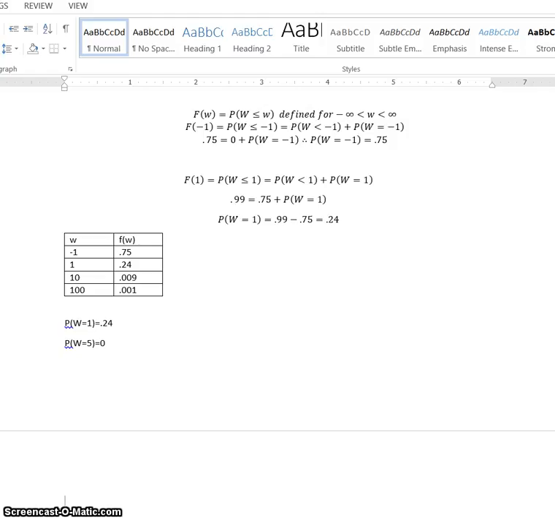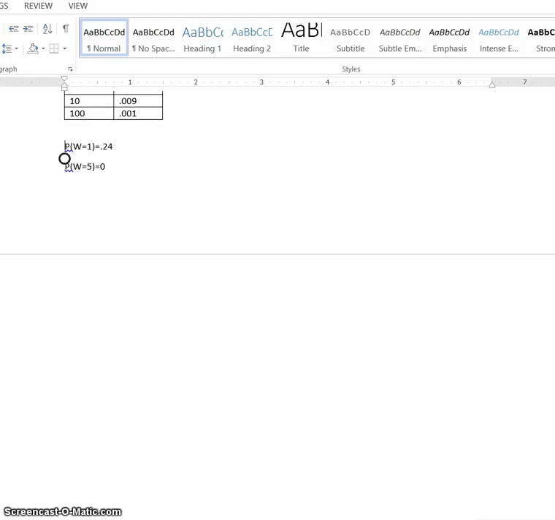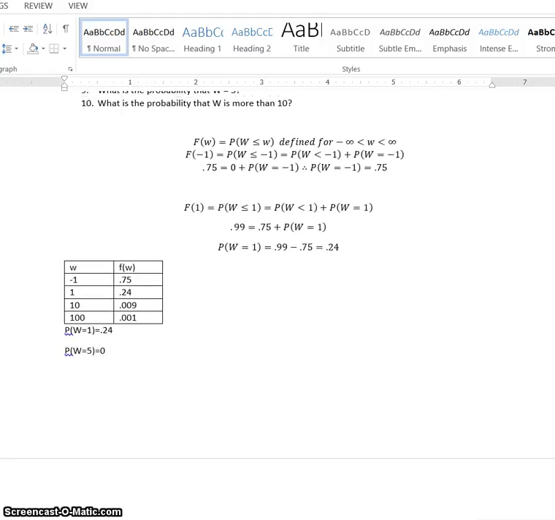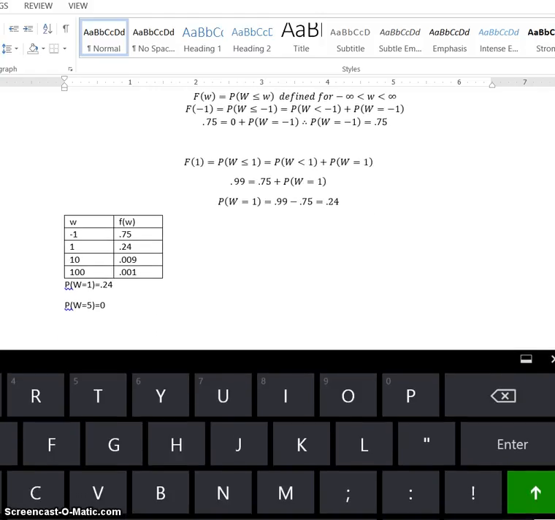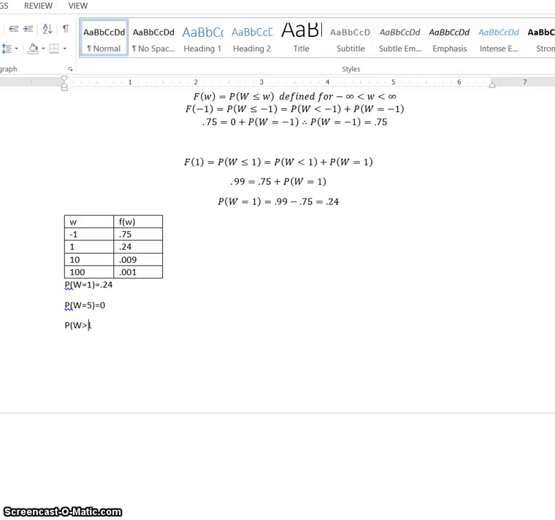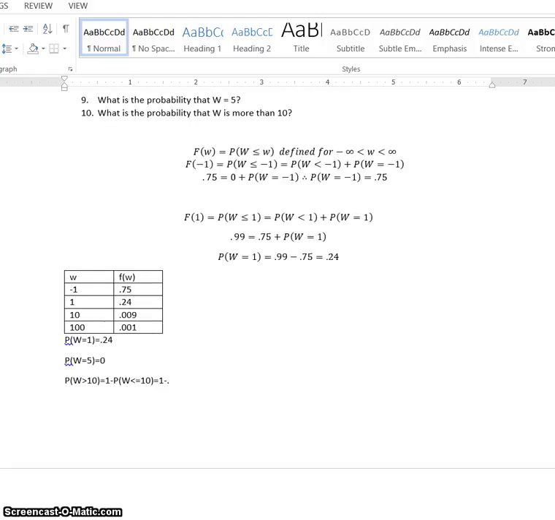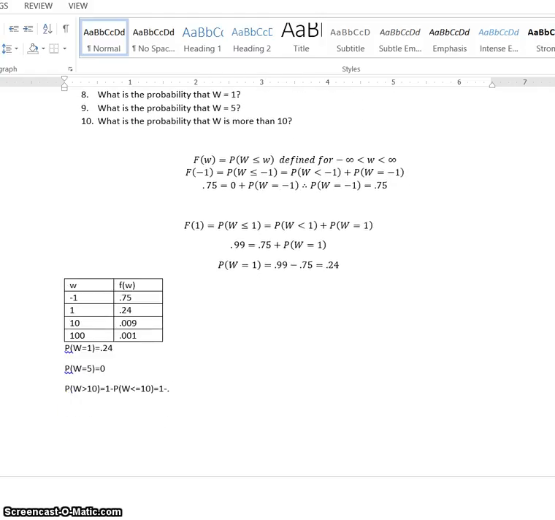And then our last question, let me see if I can pull us up enough to keep it all on one page. What's the probability that W is more than 10? Probability that W is greater than 10, that's going to be 1 minus the probability that W is less than or equal to 10. Which is 1 minus, looking at my cumulative distribution function, 1 minus 0.999, which is 0.001.